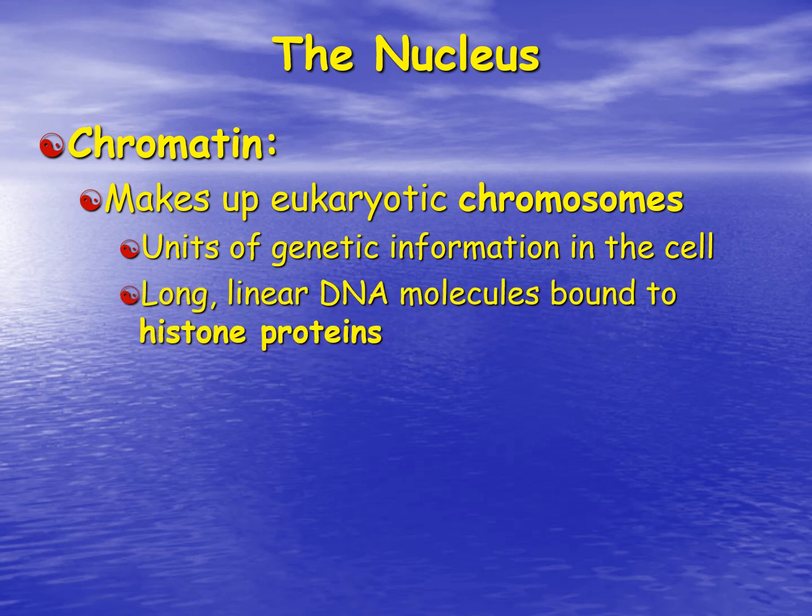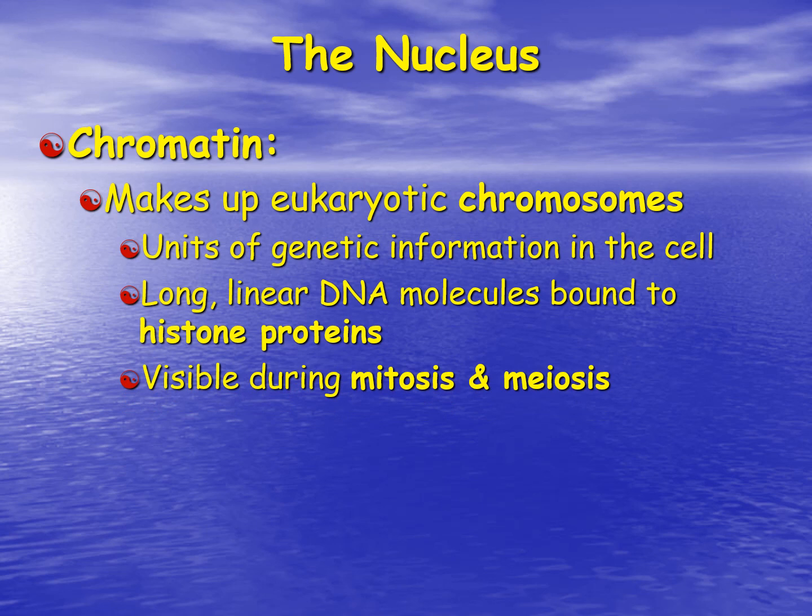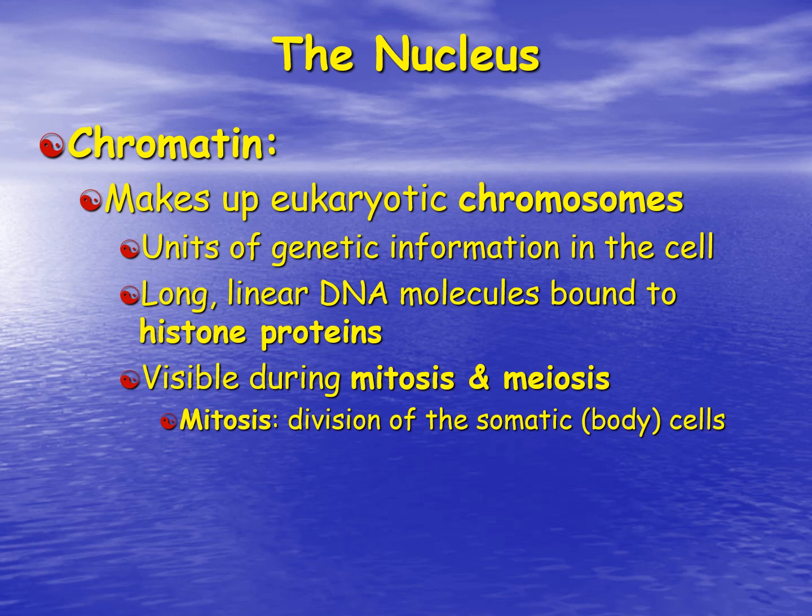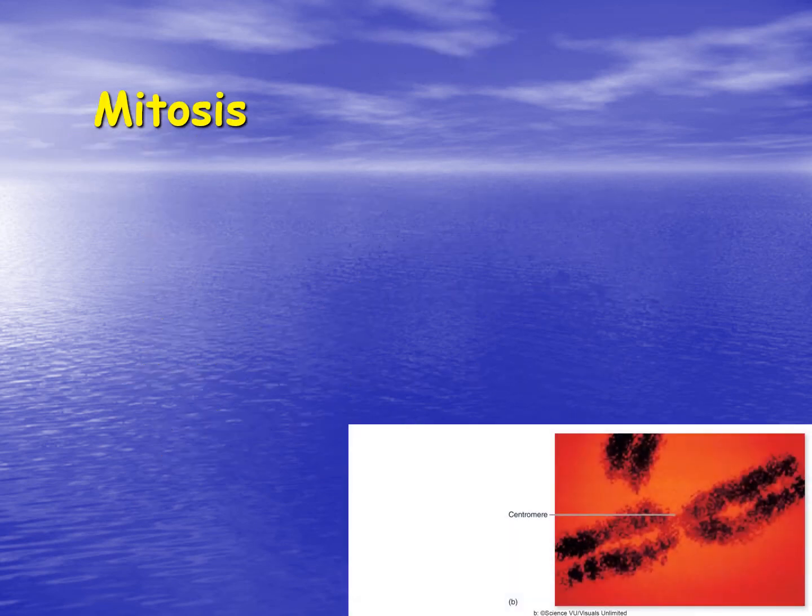They're long linear DNA molecules, and they are multiples, and they are diploid in number in the normal cell. They are bound to a group of proteins called the histone proteins, and this will allow for them to be either loose or compact in nature. They are only visible as chromosomes during mitosis and meiosis. Mitosis is the division of the somatic or body cells, while meiosis is the production of the sex cells. And just a review of mitosis.